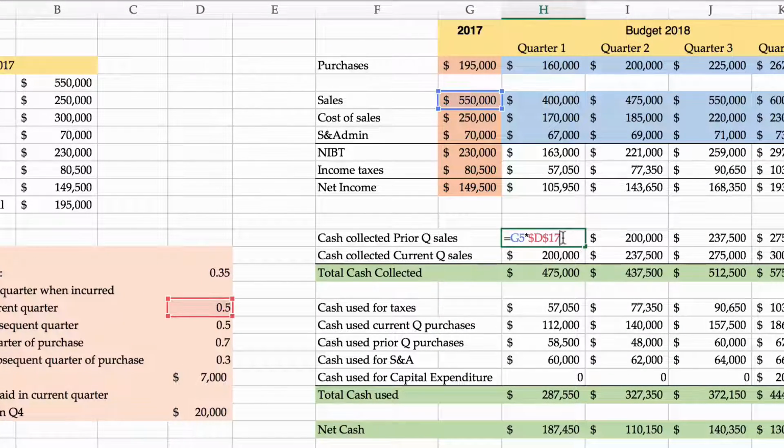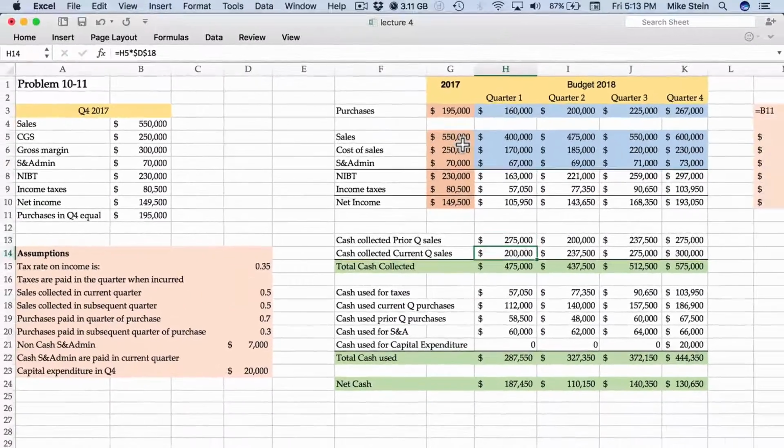Cash collections are 50% of the prior quarter sales. So once again, I've used the absolute references, and notice that it lags by one quarter. Cash collected from current sales, once again, 50% times the current sales. And then the total cash, just a matter of adding them up. This is nice because once you have the formula set out like this, you just copy and paste and you're good to go. Cash used for taxes is just from the current period right there.